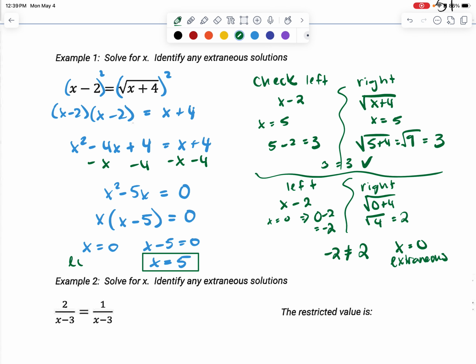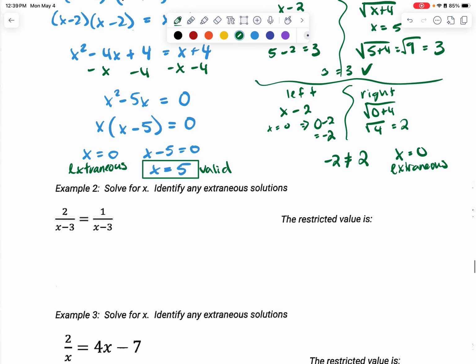But 0 is extraneous, and I'll label it extraneous. I'm not going to put it in a box. I leave it in my work, but I'm going to label it extraneous and put the valid solution in a box to indicate it does work. And 0, though algebraically it shows up, is not a valid solution.